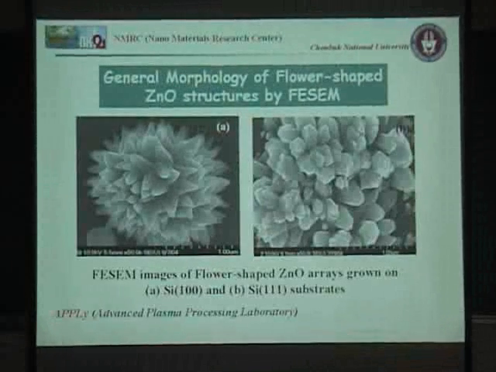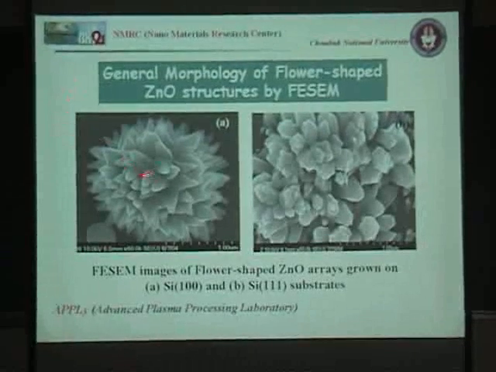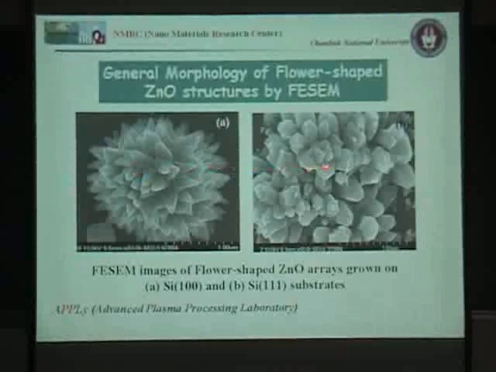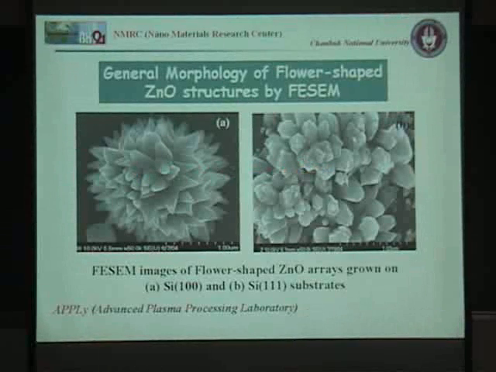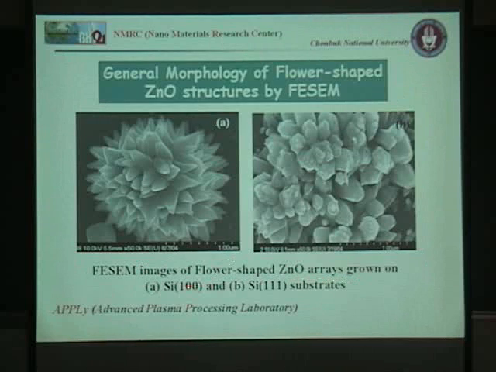So we come to the flower-shaped zinc oxide nanostructures. This is the general morphology we observed by FE-SEM observation. We use different orientations of the silicon substrate to grow these types of flower-shaped zinc oxide structures. Figure A shows the FE-SEM image of flower-shaped zinc oxide arrays grown on a silicon 100 substrate, while figure B is shown on the silicon 111 substrate.